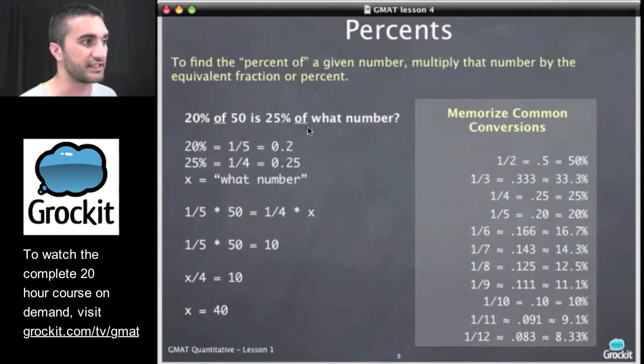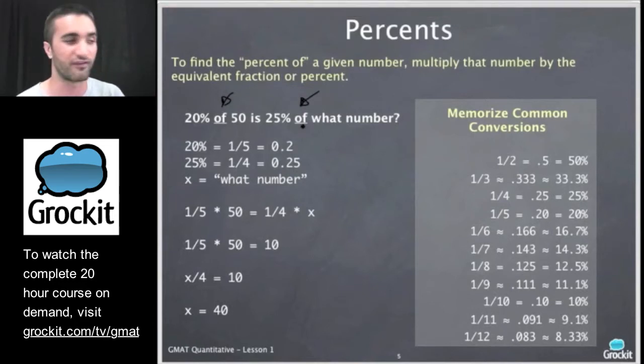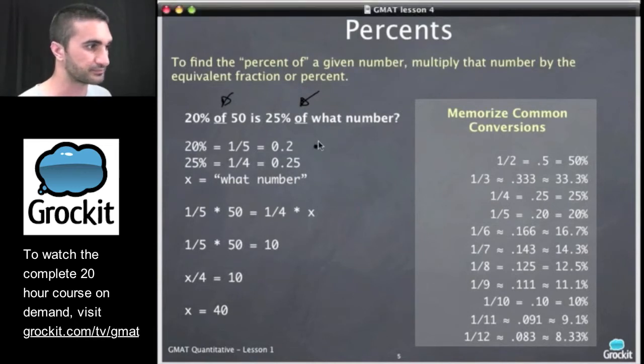20% of 50 is 25% of what number? So if you didn't know this, the word of can be replaced with, well, everyone type in the chat box, tell me, what can the word of be replaced with when we're creating a mathematical equation? We can replace the word of with a multiplication. We can replace the word what number with a variable.